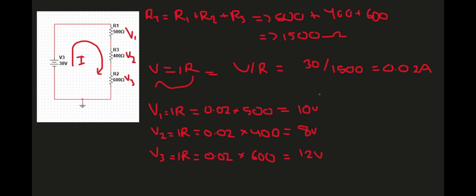Now, you may have noticed something. If you add all of these up, that will give us 30 volts. So we know that this is correct because this is a series circuit, you can just add up the voltages. So this is just an example circuit. This is just showing how current is constant throughout the circuit, but the voltage around each resistor is different.